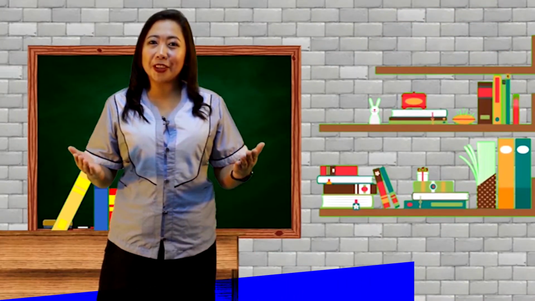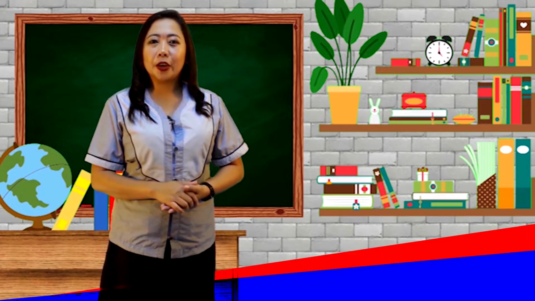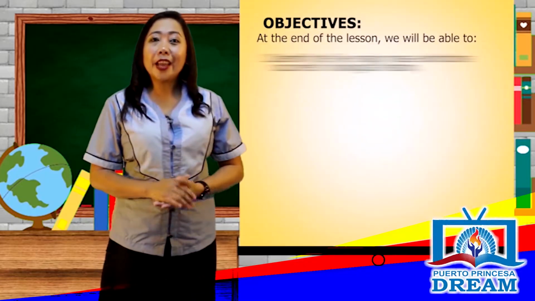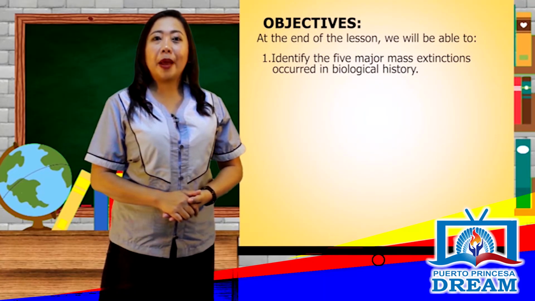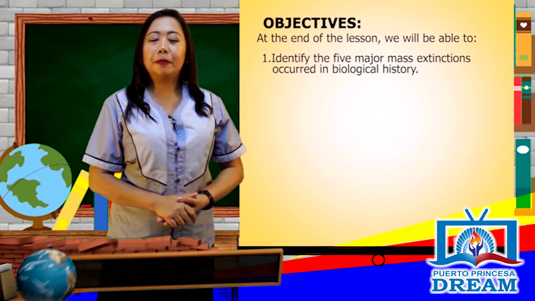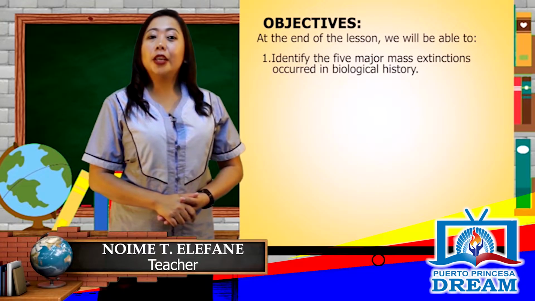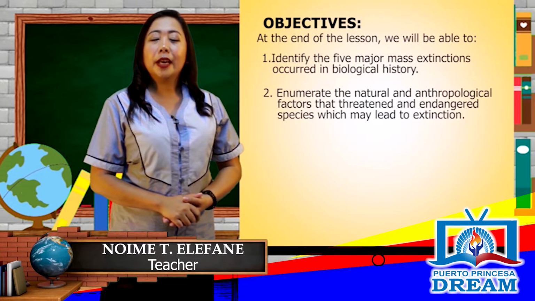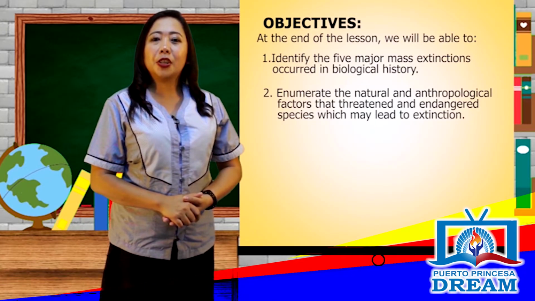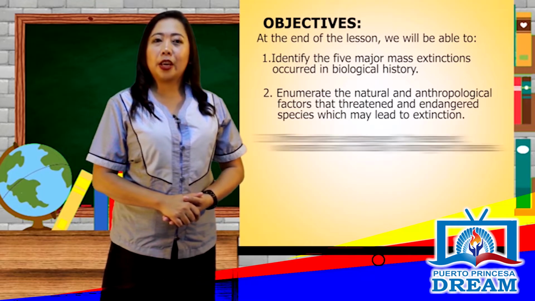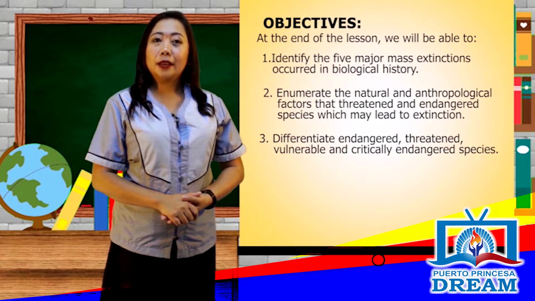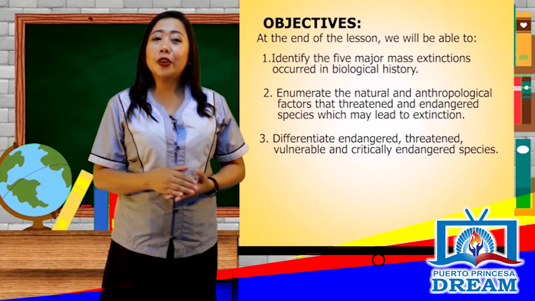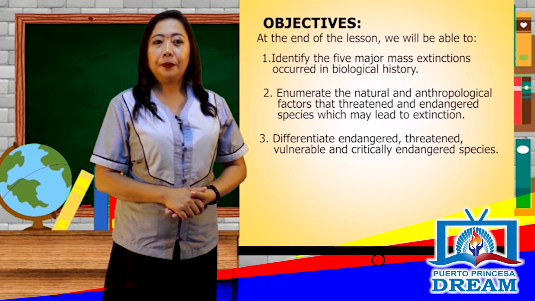Welcome, grade 9 dream learners! At the end of the lesson, we will be able to identify the 5 major mass extinctions that occurred in biological history, enumerate the natural and anthropological factors that threaten an endangered species which may lead to extinction, and differentiate endangered, threatened, vulnerable, and critically endangered species.